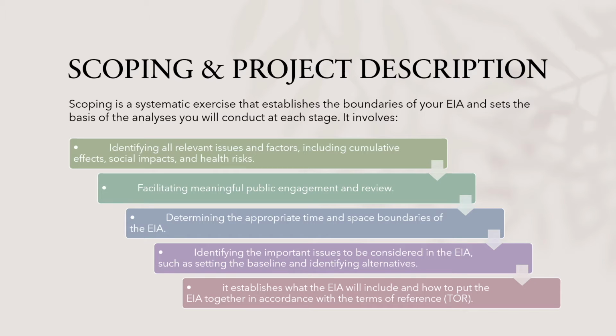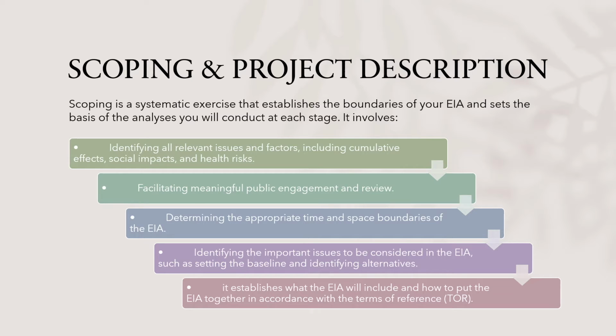So first, we'll talk about scoping and project description. What is scoping? Scoping is a systematic exercise that establishes the boundaries of your EIA and sets the basis of the analysis you will conduct at each stage. A quality scoping study reduces the risk of including inappropriate components or excluding components that should be addressed.